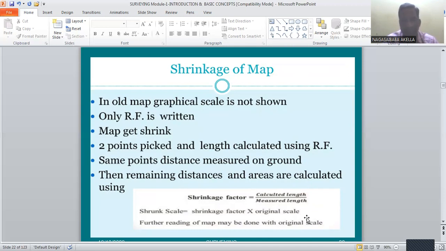Shrinkage factor is equal to calculated length divided by measured length. That is the formula. Shrunk scale is equal to shrinkage factor times original scale. So further reading of the map may be done with the original scale.